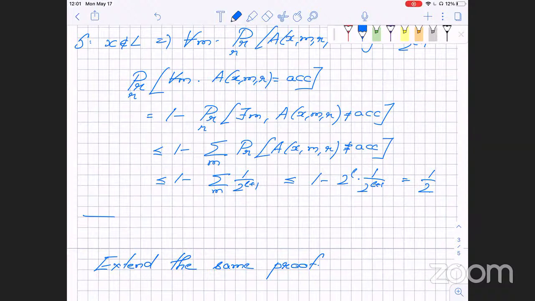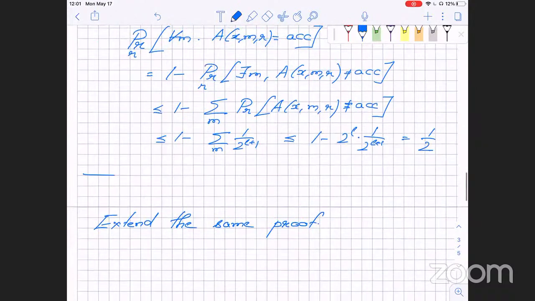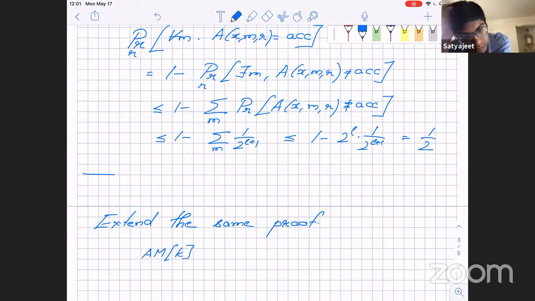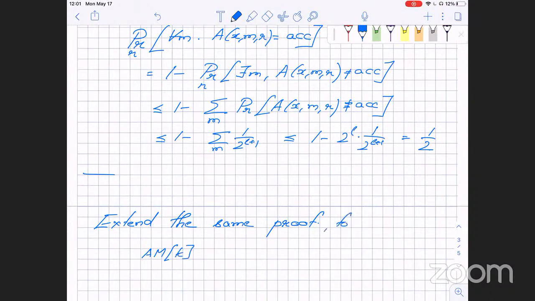To get exactly to 1, and this is going to be on the next problem set, you can extend the same proof to show that not just MA, but any AM_K for any constant K is actually contained in AM_1, which is equal to AM. With any constant-round AM protocol, you can get it down all the way to AM.